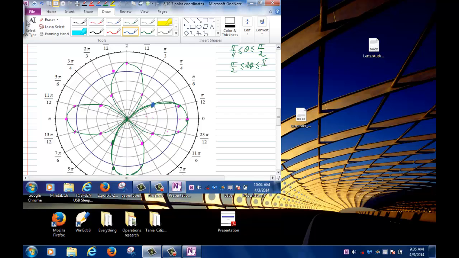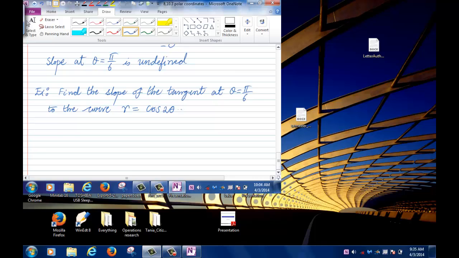What's the slope at this point? Now, how do we do that? Well, once again, we have to express the curve parametrically, right? So what is x? X would be r times cosine theta, which is cosine 2 theta times cosine theta. Y is r sine theta, which is cosine 2 theta times sine theta.